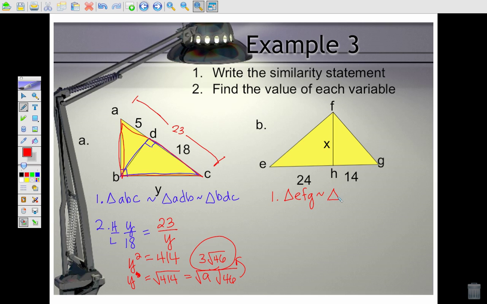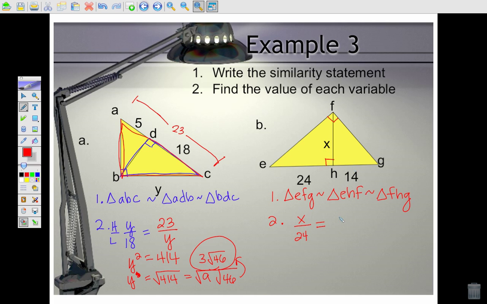Okay, let's look at B. Again, similarity statement. So I have triangle EFG is similar to triangle EHF, is similar to triangle FHG. And you can go ahead and kind of study that and make sure you know why those sides match up the way they do.